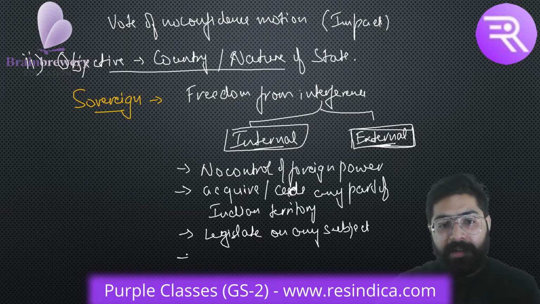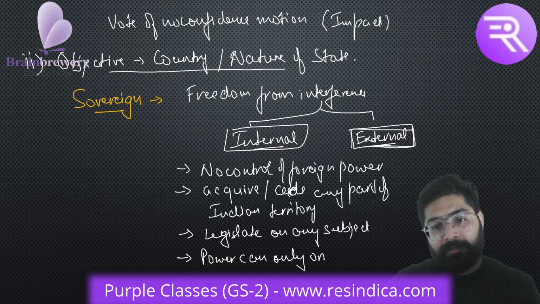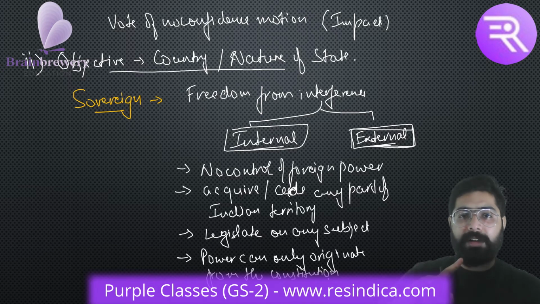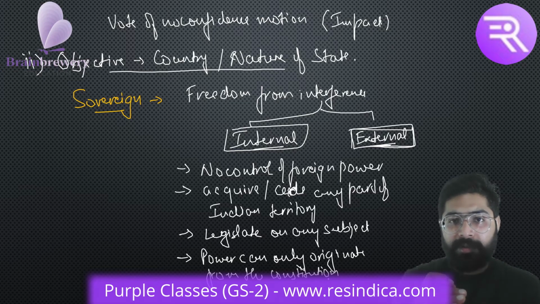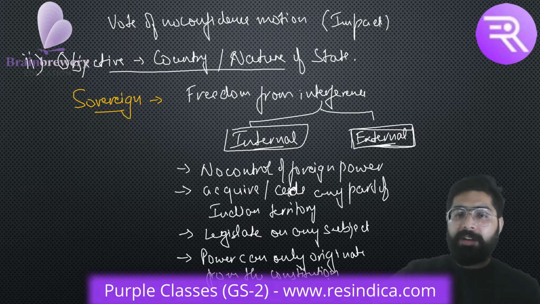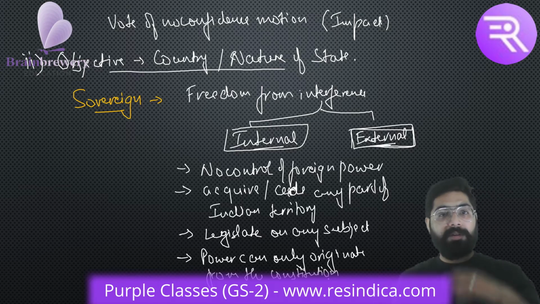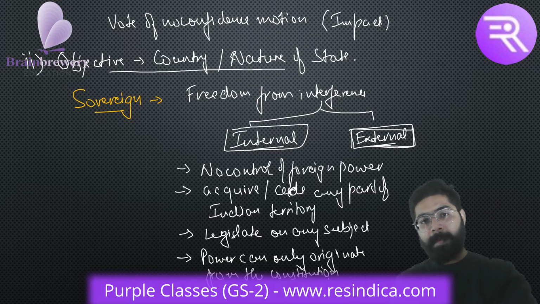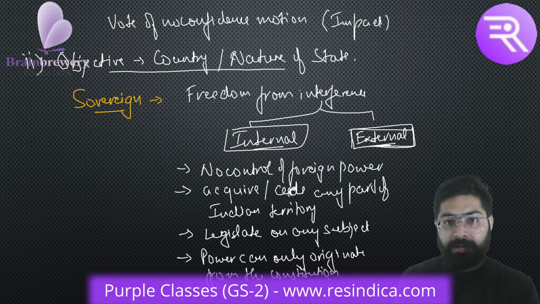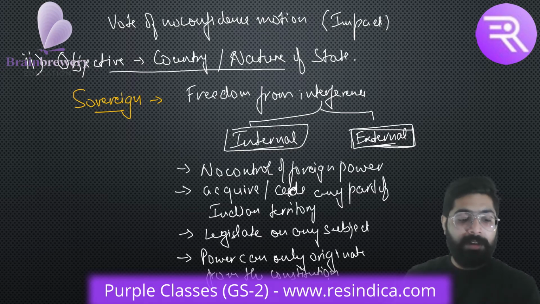Internally, we can legislate on any subject, and it also specifies that power can only originate from the constitution. Neither any government is more powerful than this constitution, nor any other country or organization, because the constitution mentions the word sovereign. So following that word, neither the government nor any political party that has formed the government can impact it. So power can only originate from the constitution.